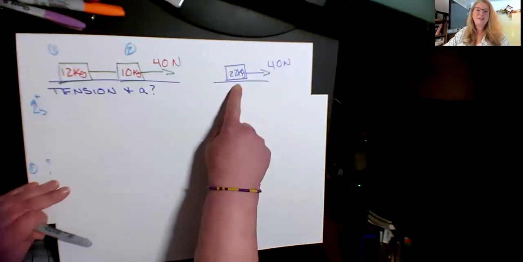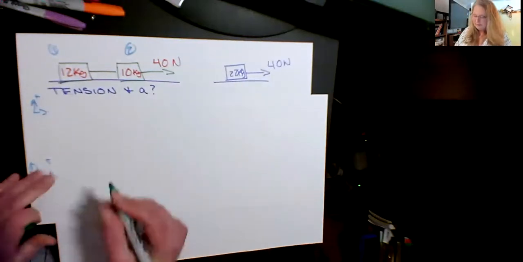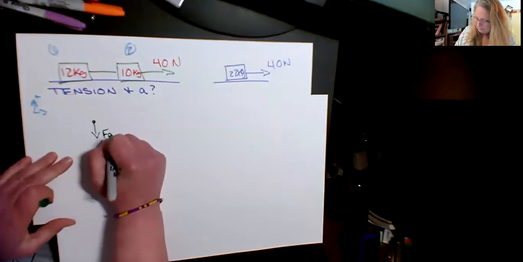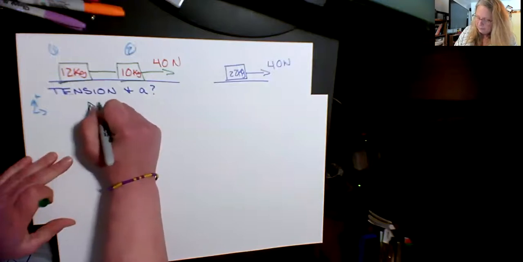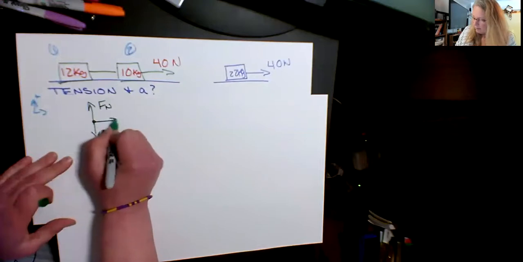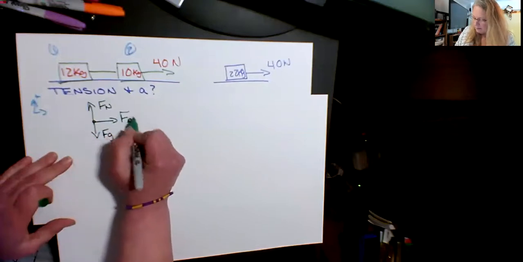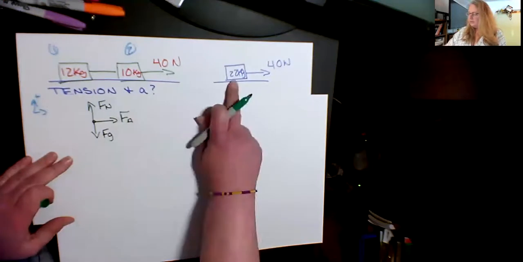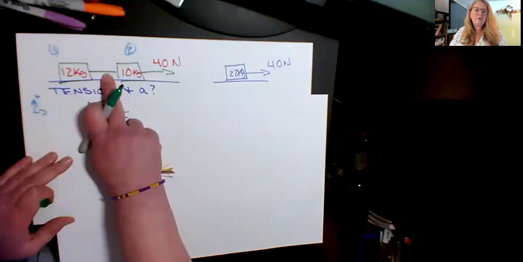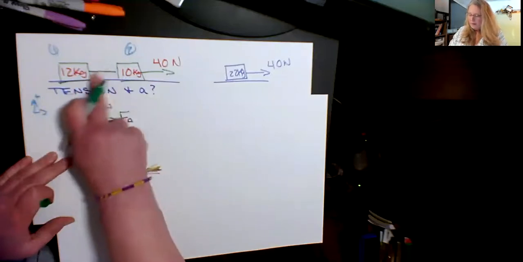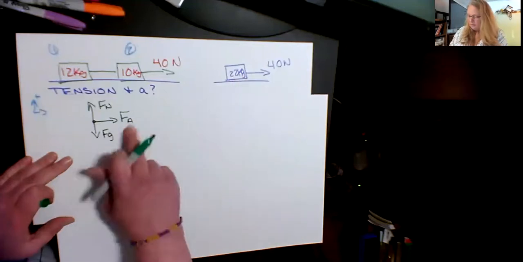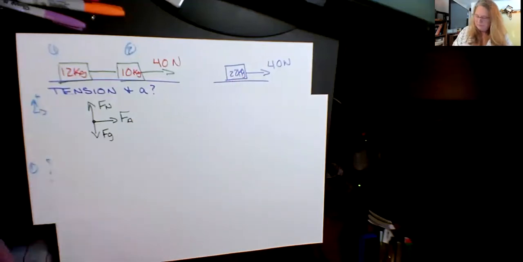Believe it or not, it's actually sitting on the ground. It's not floating in space. So I have my force of gravity down, my force normal up, perpendicular to the surface, and then my force applied. Now notice I don't have my force of tension in here because I combined them. So this would be what I would call an internal force. So if that is an internal force, then it's this combined mass, and I only have that one applied force.